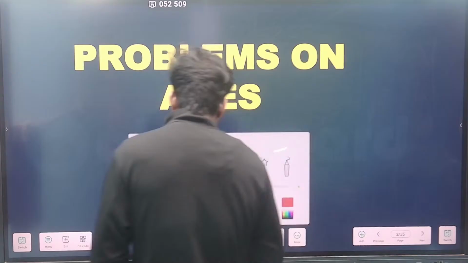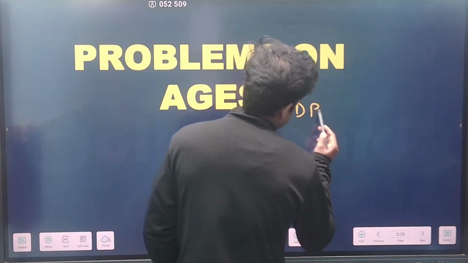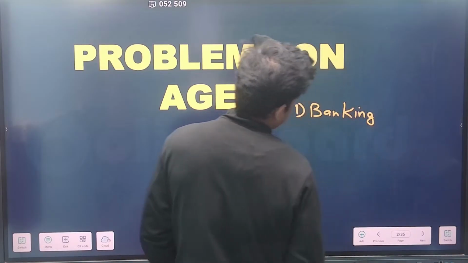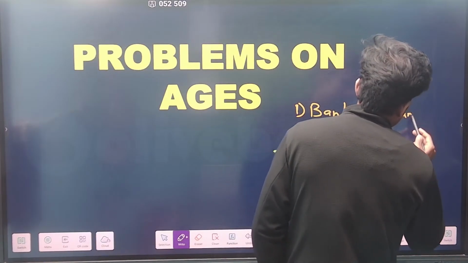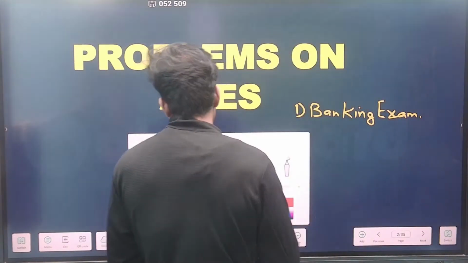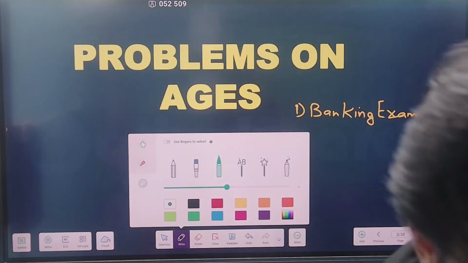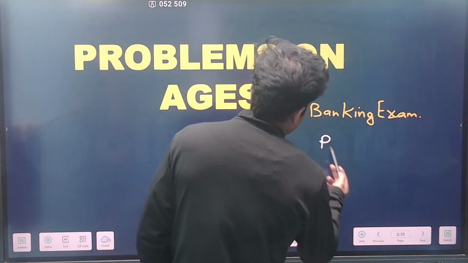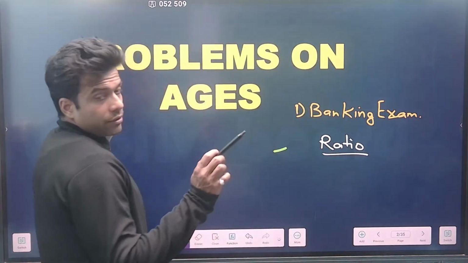First thing is that a lot of questions in the banking exam have been asked, lots and lots of questions. Thirdly, guys, if you want to get everything out of it, then I would recommend that this is a part of ratios. So if you know ratio, then you can solve this part. Only ratio, I'm saying.